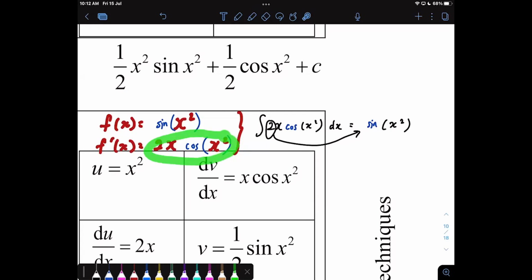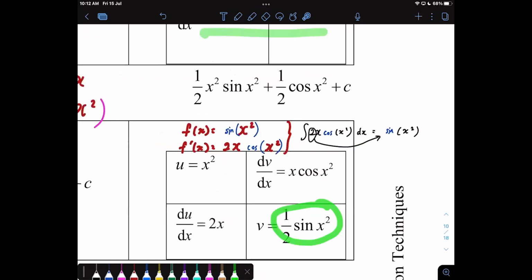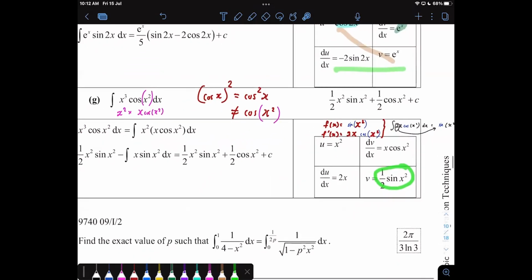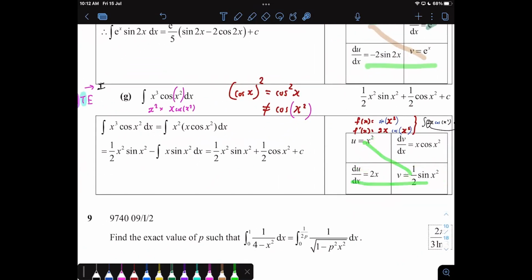Okay, integrate 2x cos x squared, you get back to sine x squared. Then you can bring the 2 over, so you get a 1/2. That's how you get a half sine x squared here. Then after that, you just need to differentiate x squared, you get 2x. Then you just take uv minus the integral of v du. So that's what they did over here. They got uv minus the integral of v du. Is this part clear to you so far?